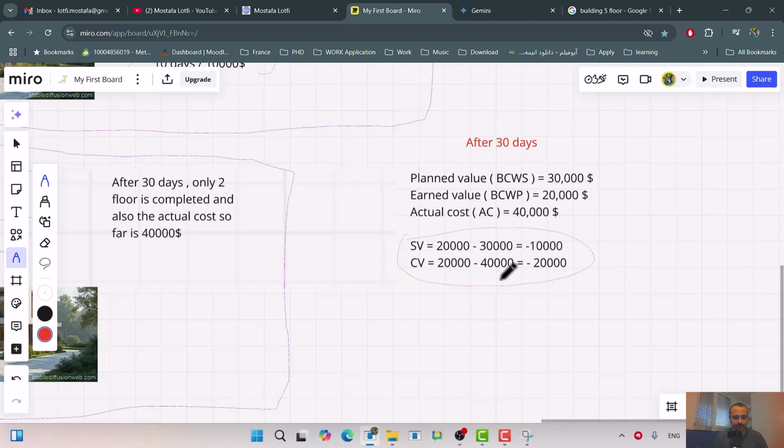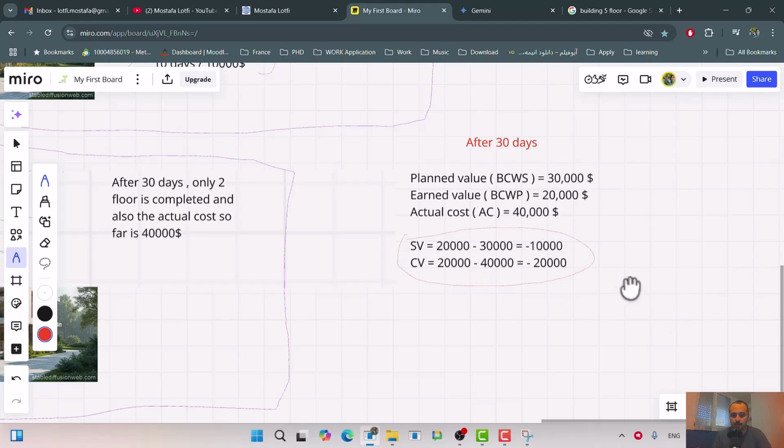Right? You cannot rely on these 10,000. This 10,000 in SV or this 20,000 in CV means nothing. The only indicator that has meaning in these two indicators is if the value is positive or negative. That's it. Remember, don't misinterpret the value, the amount. The amount is not important for these two.